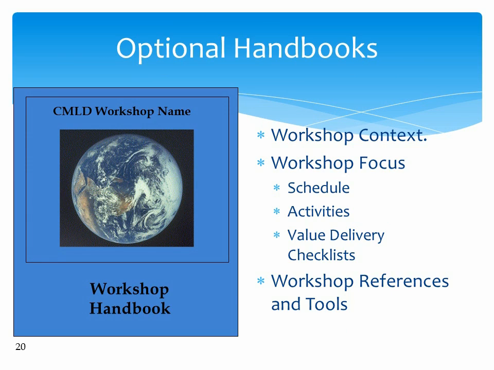Handbooks can be optional and can have a workshop name, and then it would deal with the workshop context, the workshop focus, the schedule, the activities, the value delivery checklists, and workshop references and tools. Those are all possible index items within the workshop handbook.